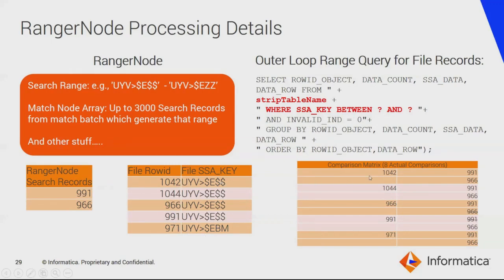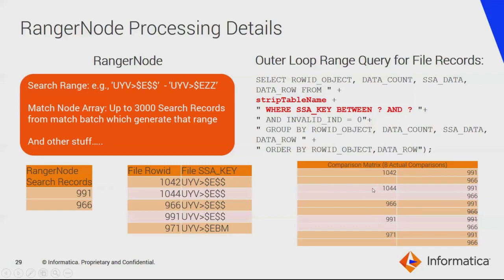So what we do is we open a result set against this range and bring back our file candidates one by one. We bring back the first one, row ID 1042, and we compare that to 991 and 966. Only then do we go to the next file candidate in our range, and compare it to the elements in our match node array, and so on and so forth.